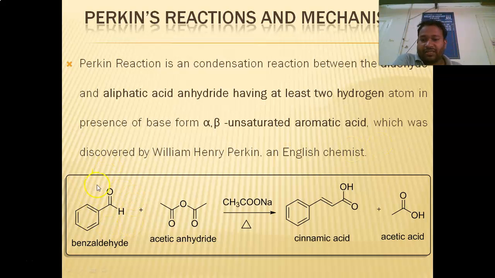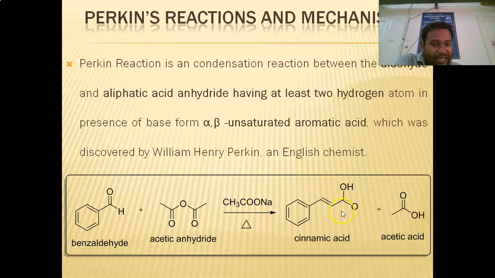Okay, so I am taking benzaldehyde here. When benzaldehyde reacts with acetic anhydride, the derivative anhydride of acetic acid, in the presence of sodium acetate and heated at a temperature, it gives rise to the corresponding cinnamic acid, that is alpha beta.